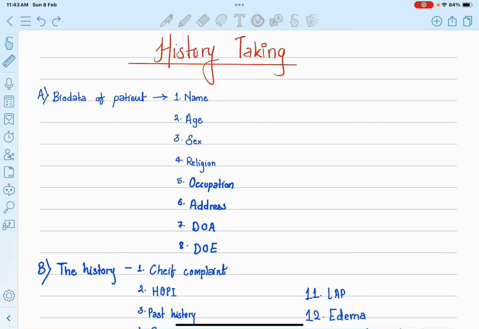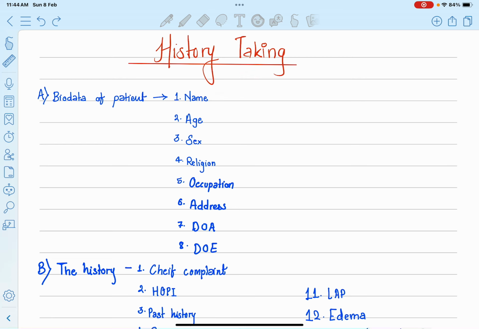Okay, so first is biodata of the patient. So it includes 8 points. You can add more points also, like socioeconomic status or marital status. You can also add it here, but these 8 are very important. So first is name, age, sex or gender of that patient, religion, occupation, address, date of admission and date of examination.